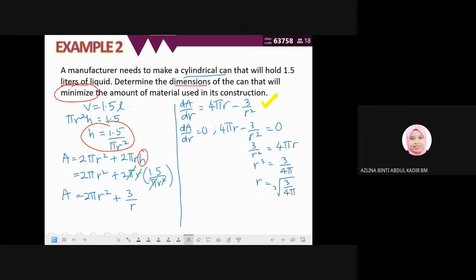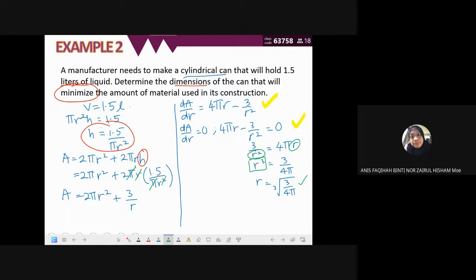Differentiate A with respect to R. So we get 4 pi R minus 3 over R squared. You equate to 0, kan? Lepas tu, bawa R squared ni, darab dengan R ni. So dia akan jadi power 3 lah. So R cube is equals to 3 over 4 pi. So R is cube roots of 3 over 4 pi. Okay, Anis?